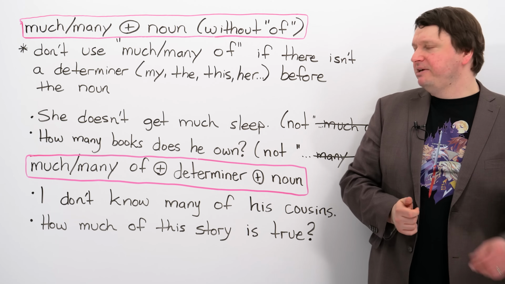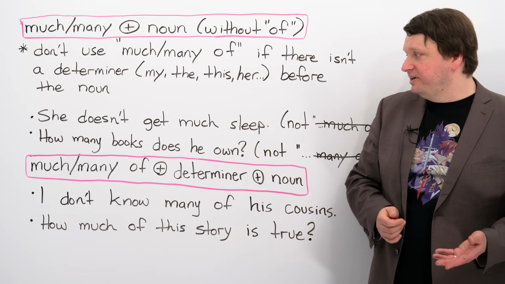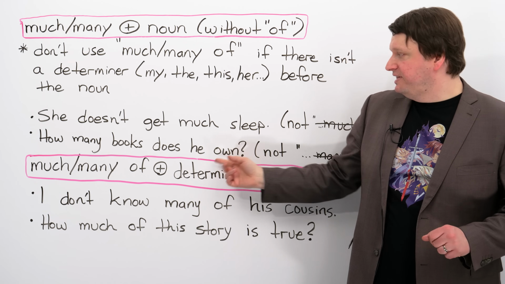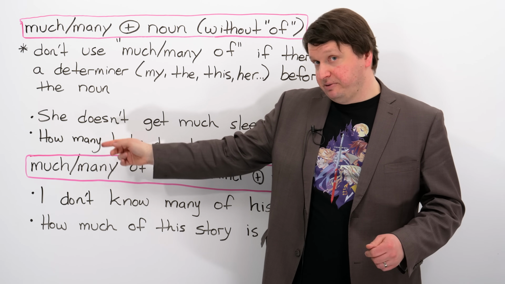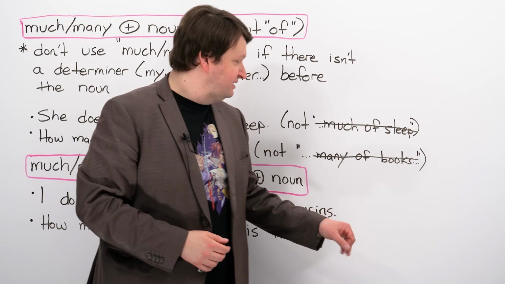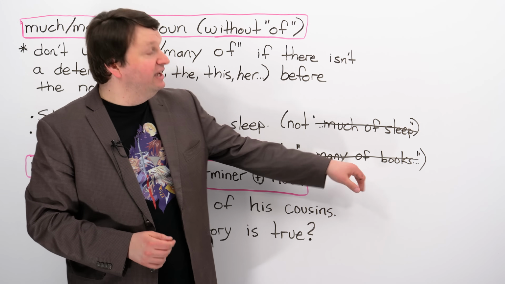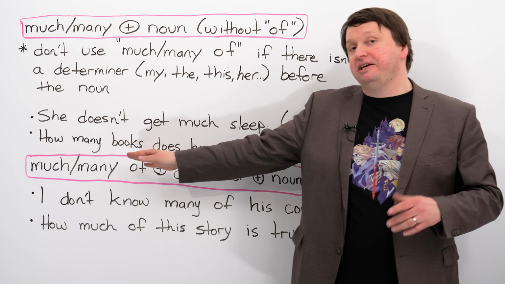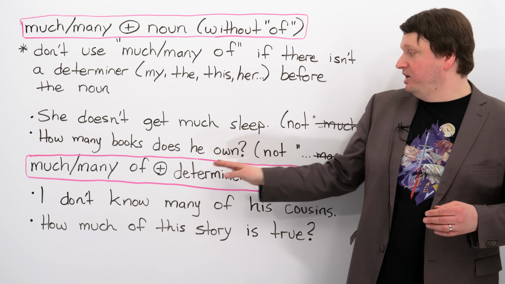Next, how many books does he own? All right, how many books, plural, does he own? No determiner, so no of, right? Not how many of books does he own, but how many books does he own?